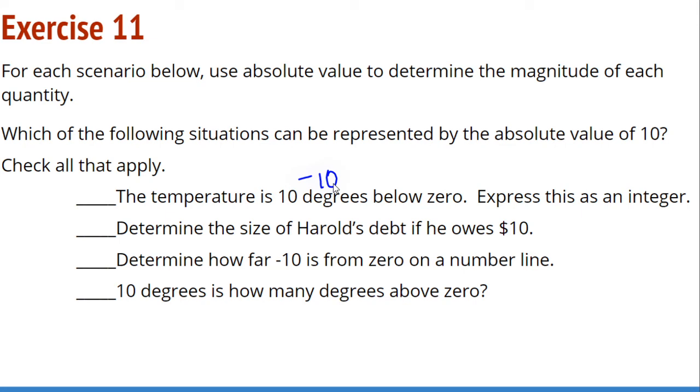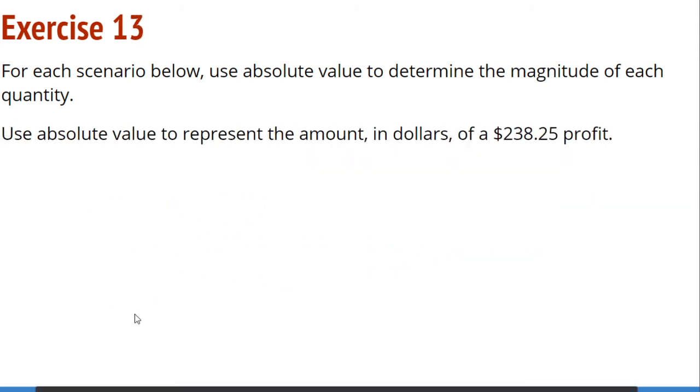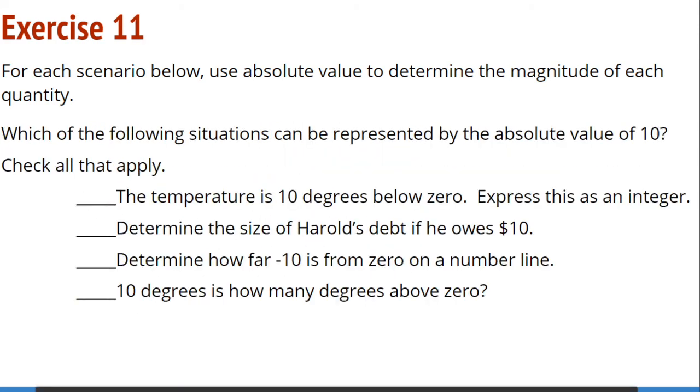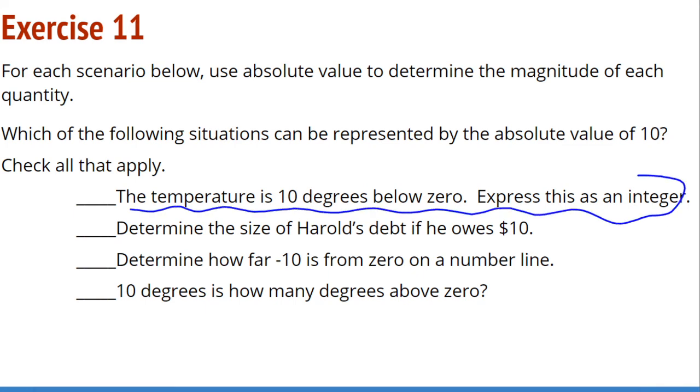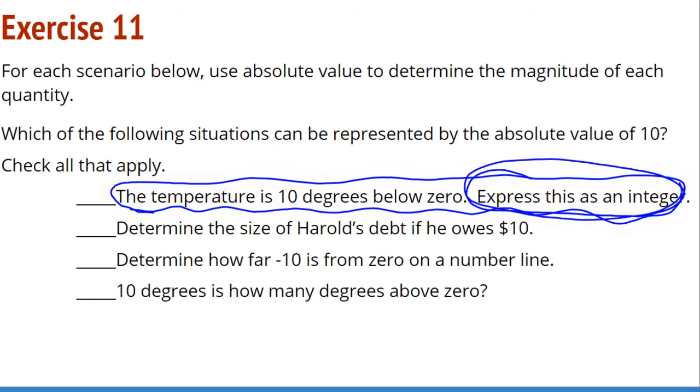Yes, -10 has an absolute value of 10. However, this particular question is a little bit sneaky in that this question isn't really written for you to have an absolute value. The temperature 10 degrees below 0 is definitely an absolute value of 10, but then they add on this weird thing, express this as an integer.